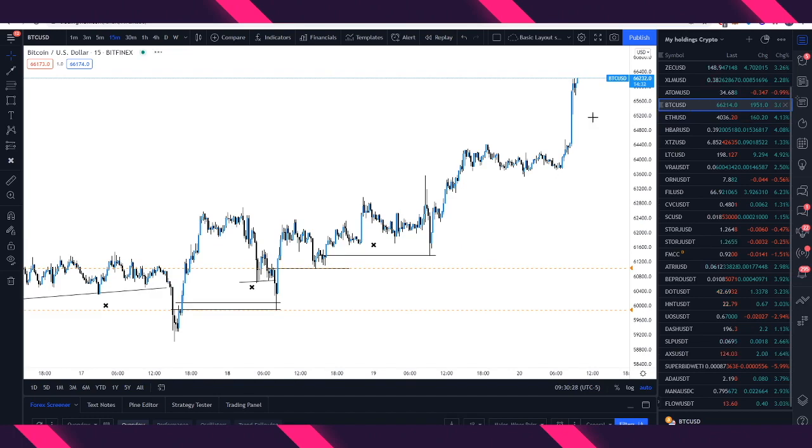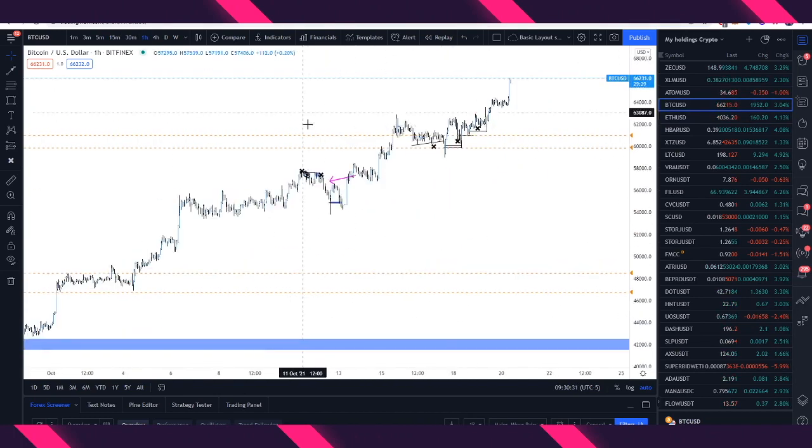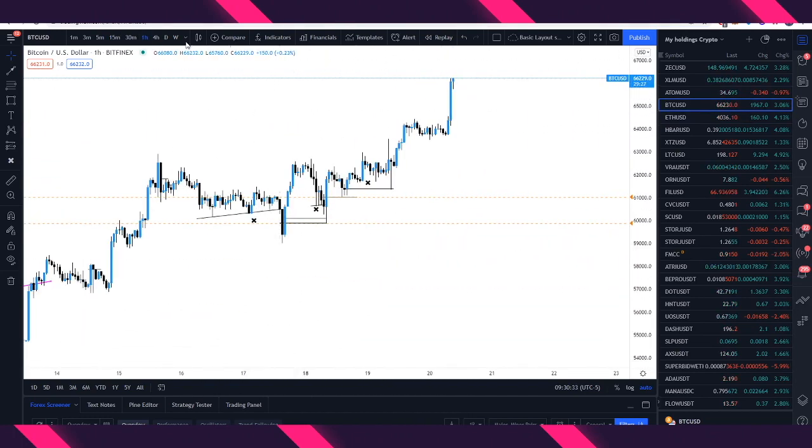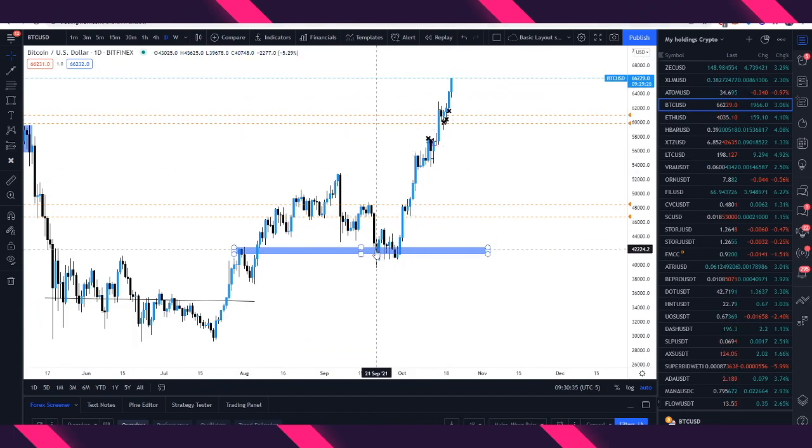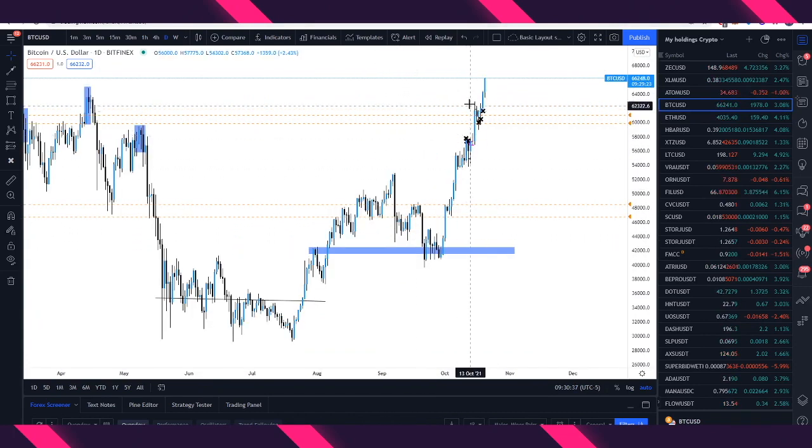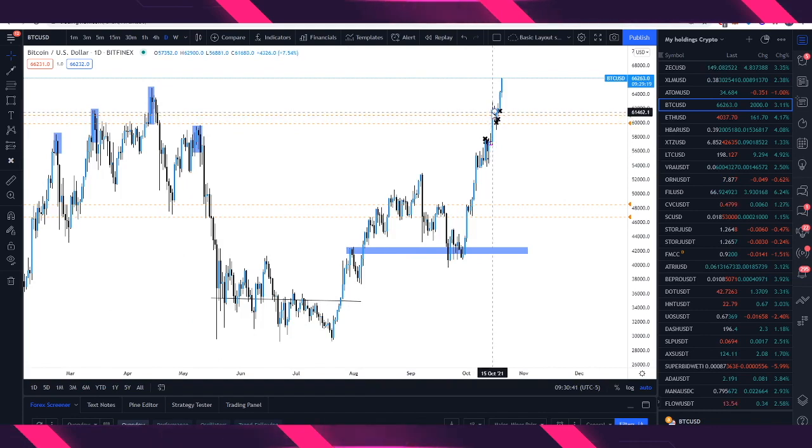Just like I said before, so this was going on for Bitcoin, right? Bitcoin was really expanding fast higher, and we were here above this area inside here, okay?